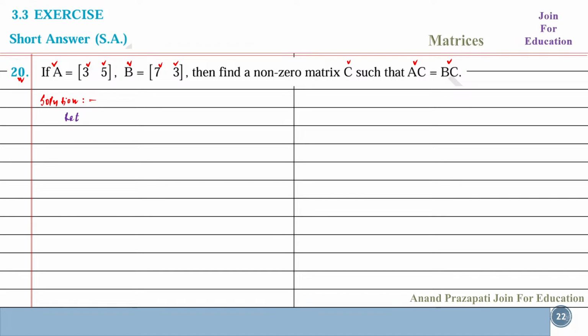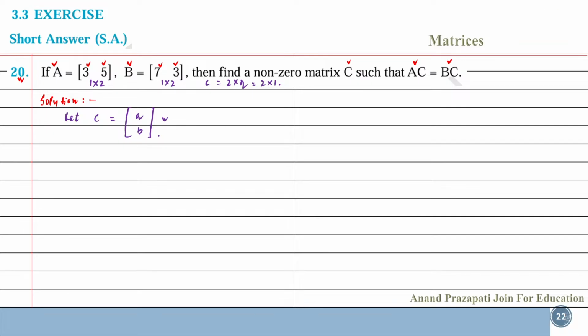Let matrix C equal to... here order of matrix A is 1 by 2, order of matrix B is also 1 by 2, therefore the order of matrix C will be 2 by n. So we suppose 2 by 1. So let the matrix C equal to A, B. Hope that there is no problem to understand up to this step.